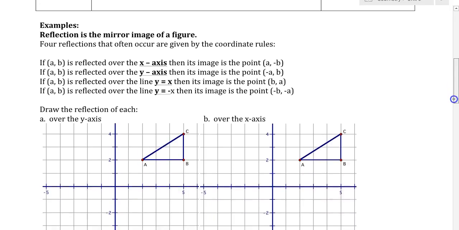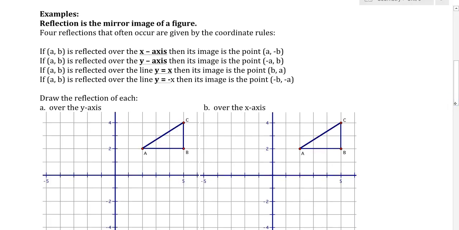So why are these 6 things well defined? Well, we're going to start with the first 4, because we can tell you exactly what those points do. If a point (a, b) is reflected over the x-axis, then its image is the point (a, negative b), the opposite of b. If a point (a, b) is reflected over the y-axis, then its image is the point (the opposite of a, b). And if (a, b) is reflected over the line y equals x, then its image is the point (b, a). This one is hugely important.